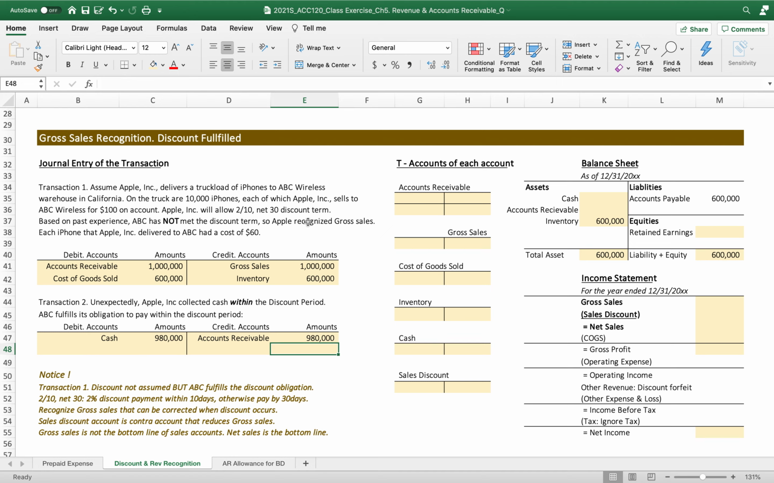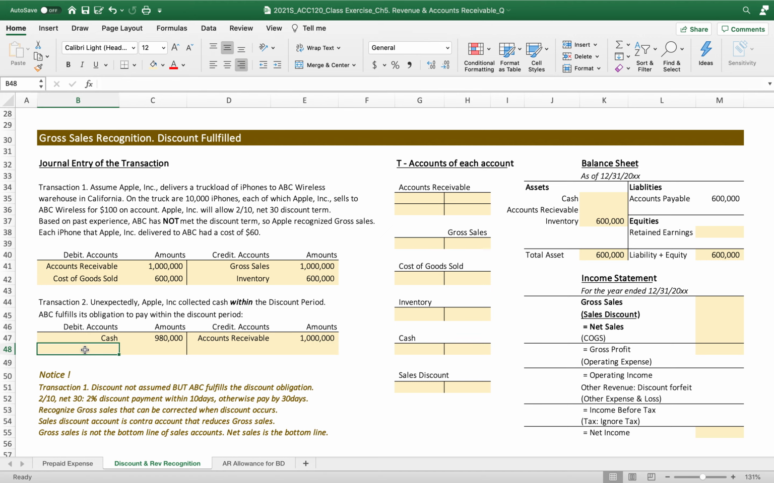The benefit of the discount payment within 10 days is that they can pay only 980, so that they don't have any obligation to pay $1 million, right? This $980,000 cash payment is covering this accounts receivable $1 million. So by paying 980, the account receivable should be removed.